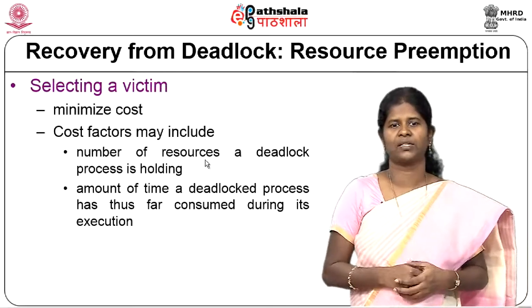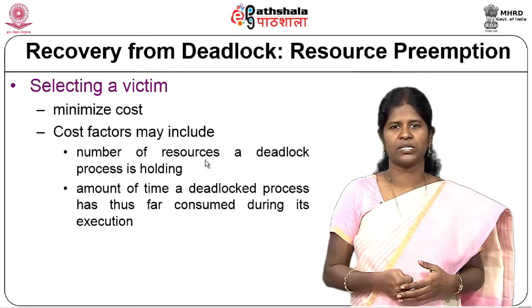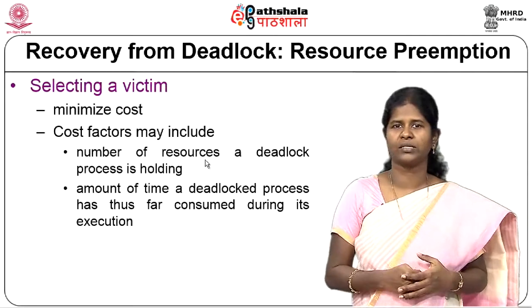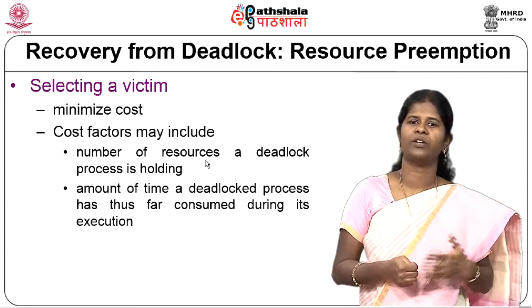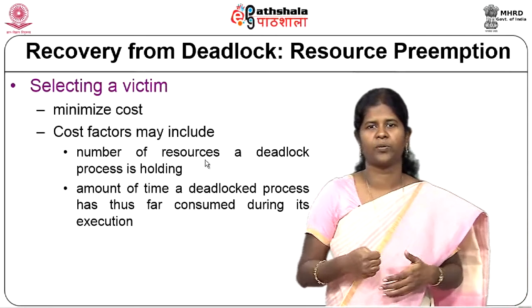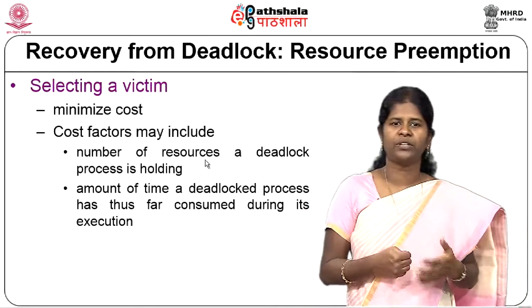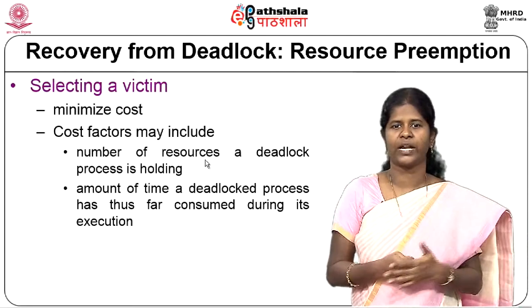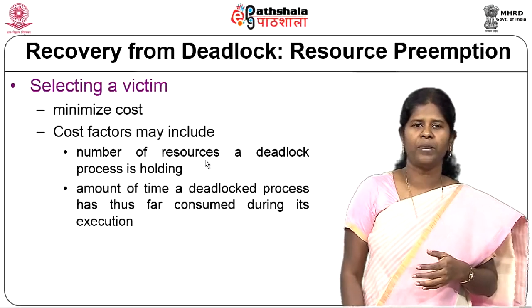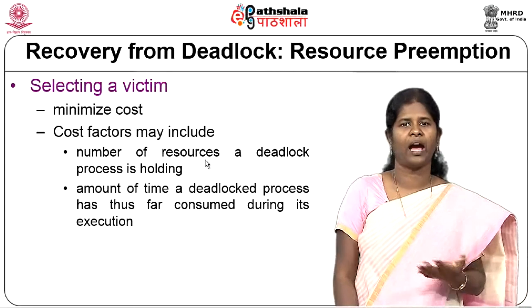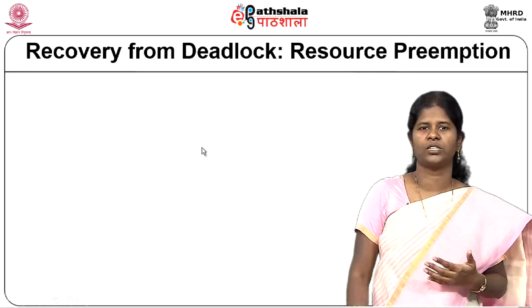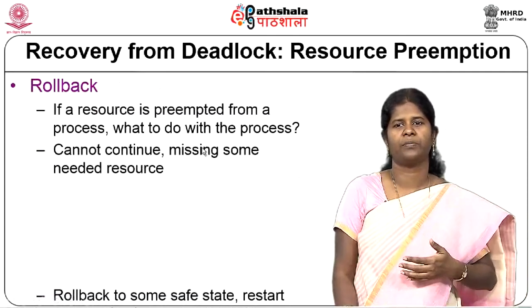So how do you select a victim? You need to select a process in such a way that the cost is minimized. And what is this cost? The cost factors can include the number of resources the deadlocked process is holding, the amount of time a deadlocked process has thus far executed, and maybe even other factors, and based on that you can decide which process should be chosen for preemption.